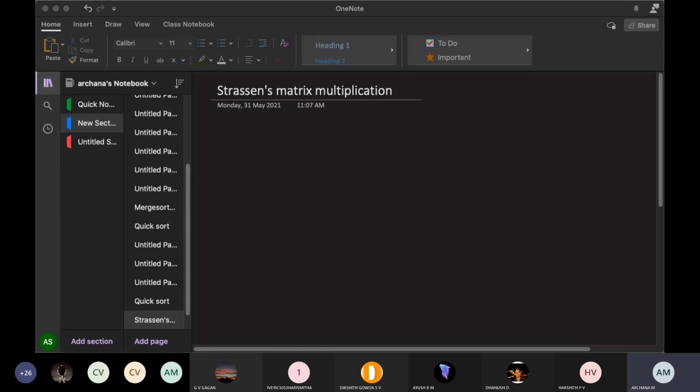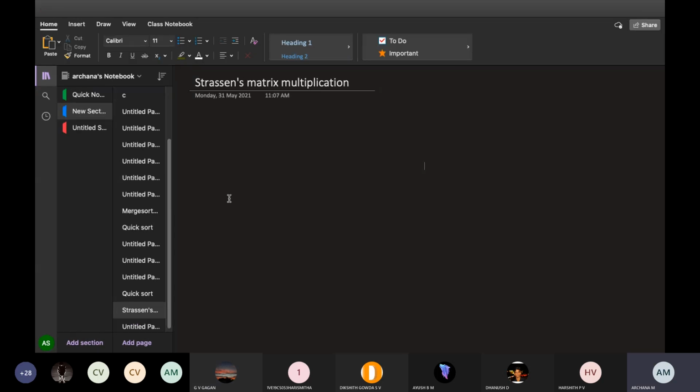Strassen's multiplication. Okay. So this is also a very important topic. For the screen I have shared, is that visible to you? Yes, ma'am. Okay. So this question is also very important because most of the question papers have asked this question. You have to multiply the matrices. They'll give you the problem, and you have to solve it based on the formula.